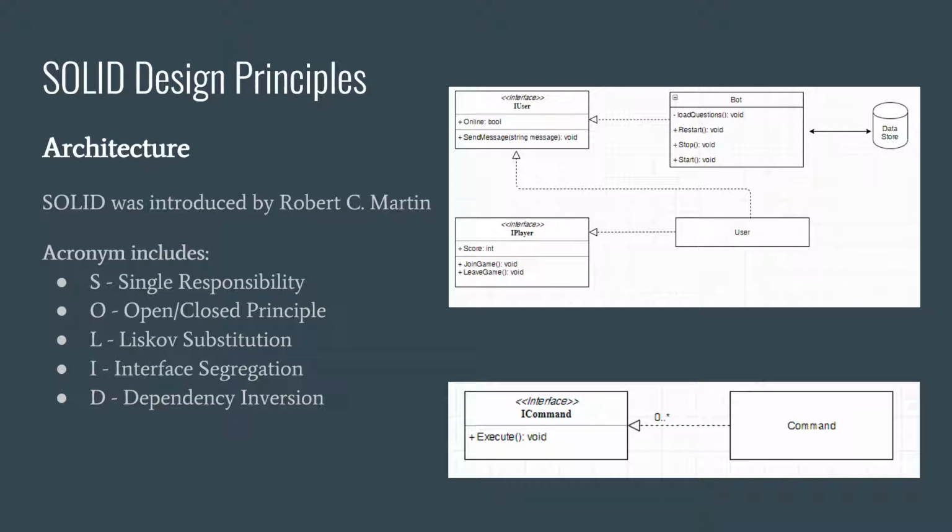Whereas the bot is just a composition of just the user, because we only want the bot to know, is it online and can it send a message? But the bot class itself also has methods for, like, a private method for loading questions, as well as the ability to restart, stop, and start. And there's also a backing data store, which we can use to store player information, as well as all of the questions. And so having this sort of interface segregation and single responsibility works in a few ways.